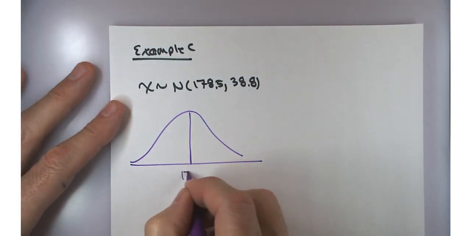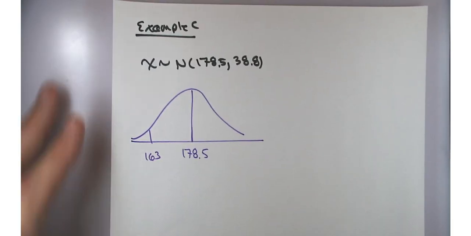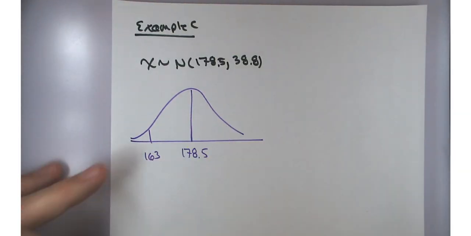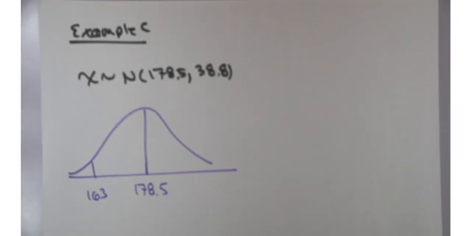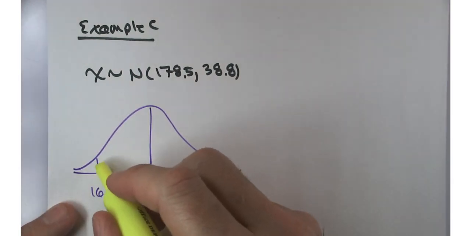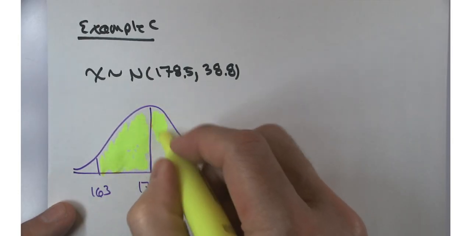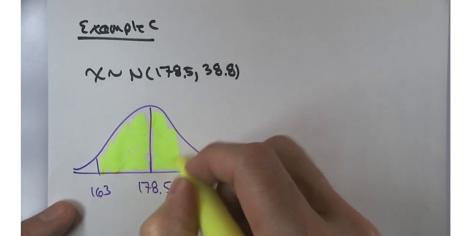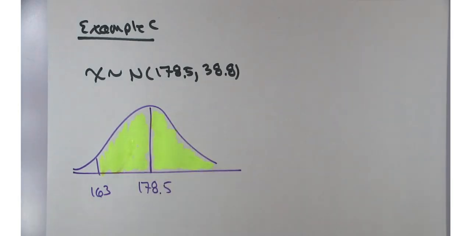So this is going to be your 178.5, and this is going to be 163. We want to find the area, which tail are we going to be looking at for this one? If we're looking for the probability that they weigh more than 163, to the right. So we want to shade to the right. Abraham, what problems is it going to create for us when we calculate our probability? What thing are we going to have to adjust for because we're getting the area to the right? Perfect. We're going to have to subtract from 1. Thank you.